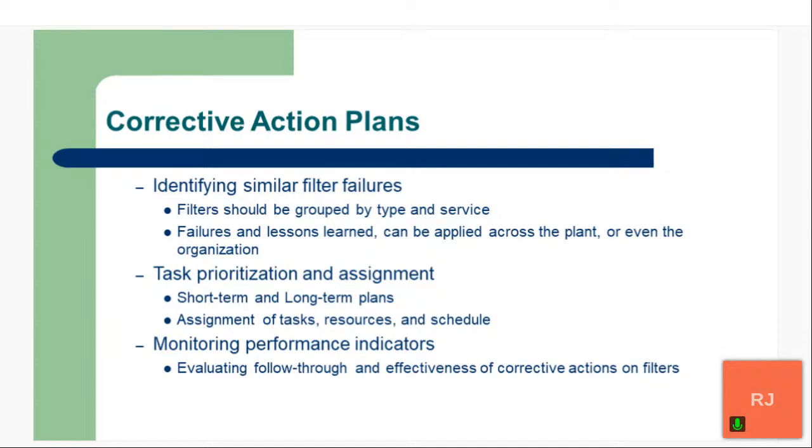We would like to look at our task prioritization and assignment. So we want to understand the difference between our short-term and our long-term plans, and make sure that the assignment of our tasks, resources, and schedule makes sense towards those plans. So looking at what our most important asset is, for example, might be in our short term, and then long term might include some other things that aren't as high value or imminent to the operation of the organization. And then monitoring the performance indicators. After you get a filter failure or an RCFA analysis, make sure that you're evaluating the report and following through on the corrective actions on that report, so that you can enhance your program to prevent repeat or similar failures.